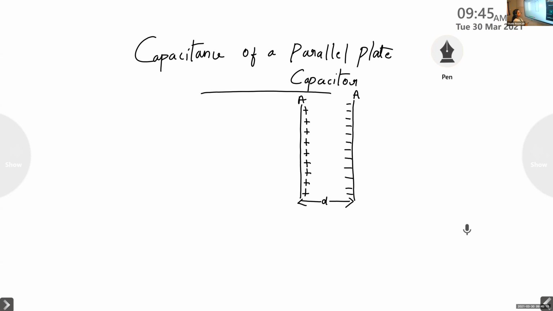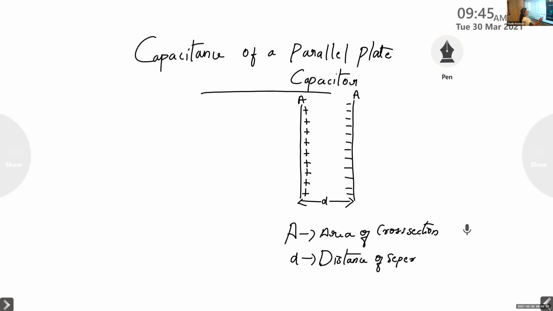Here A is the area of cross section of the conductors. And what is D? D is the distance of separation between the conductors. If the two conductors are separated by a distance D, then the electric field between these two conductors is given by the equation E is equal to sigma by epsilon 0.